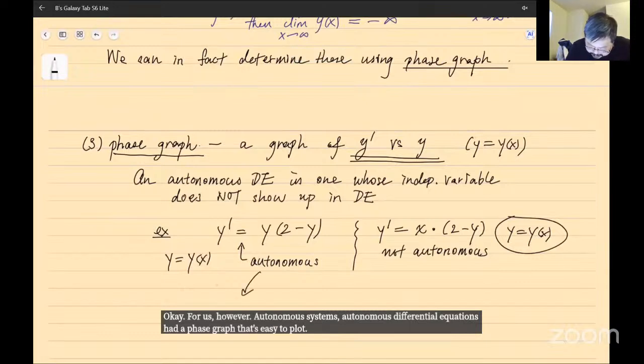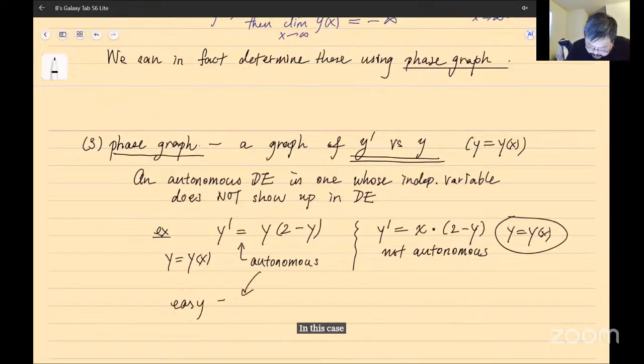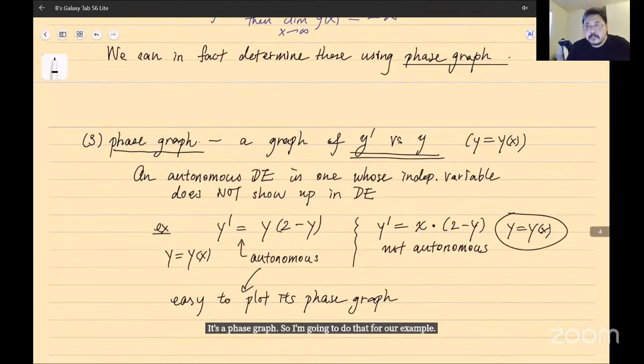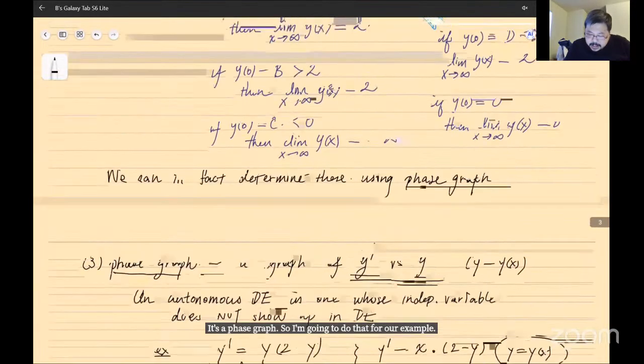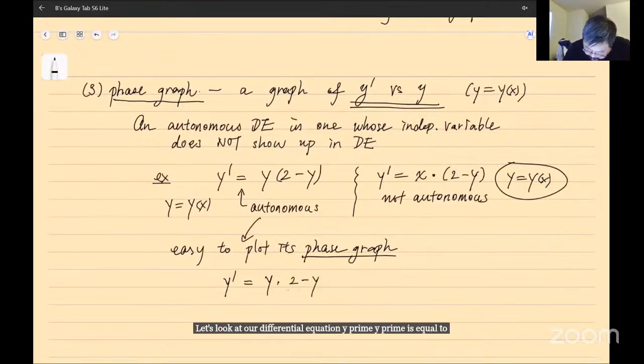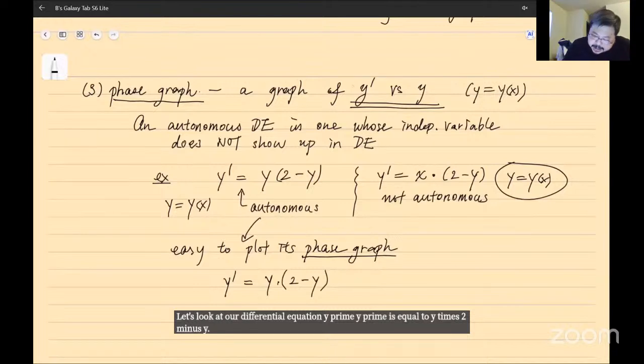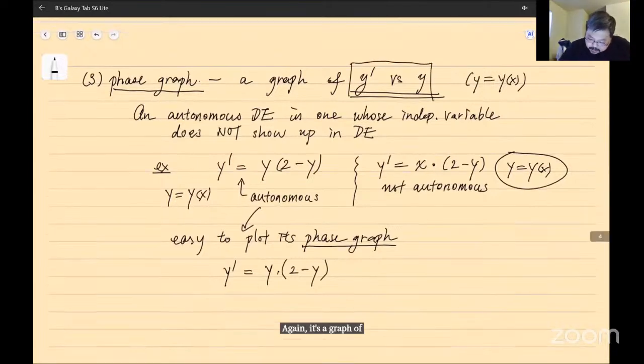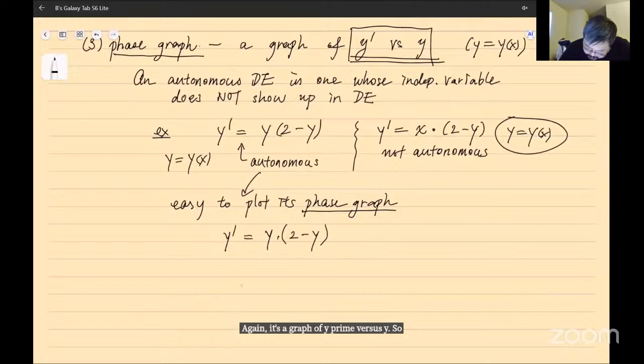In this case, easy to plot its phase graph. So I'm going to do that for our example. Let's look at our differential equation, y prime is equal to y times 2 minus y. Again, it's a graph of y prime versus y. So let me draw that. Let me draw it over here.